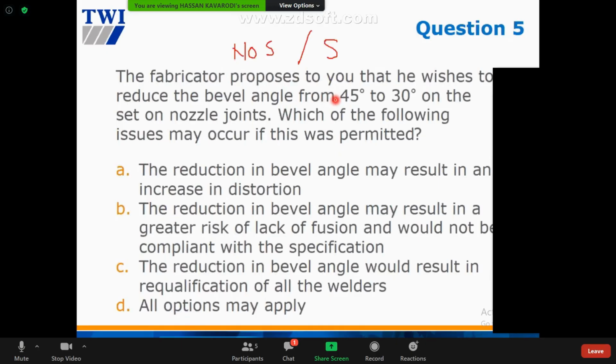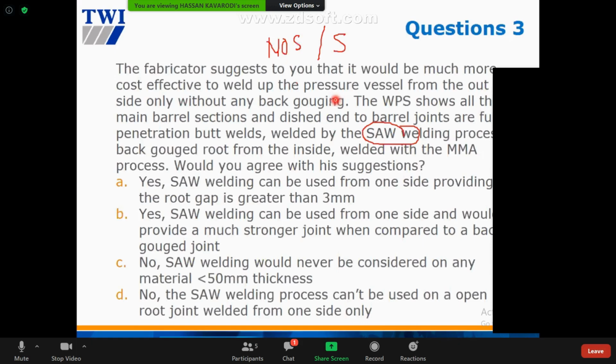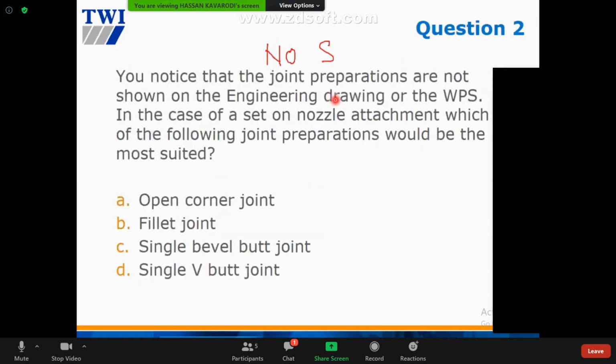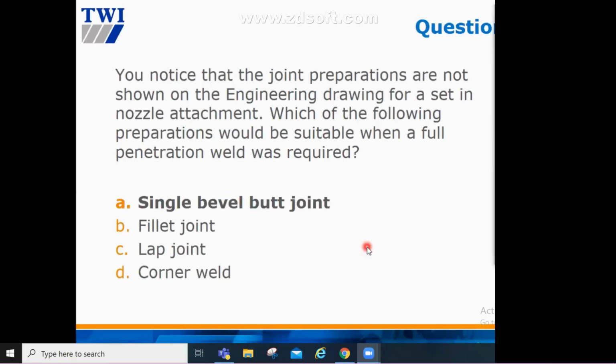5, not required spec, but you may refer to get some idea there. 4, no spec. 3, no spec. 2, no spec, and 1 is no spec. Okay? Look at question 1.